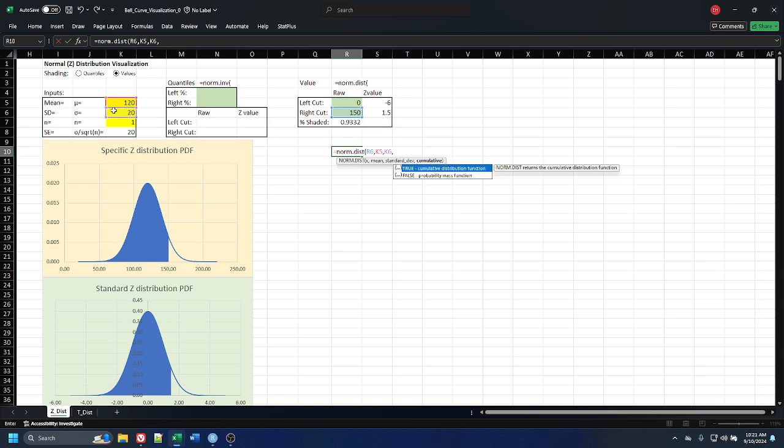Then it asks whether we want the cumulative distribution function or the probability mass function, and we choose between true and false. For this class, we're always going to use the word true. So just use the word true here, and we hit enter. Notice that we got this area to the left.